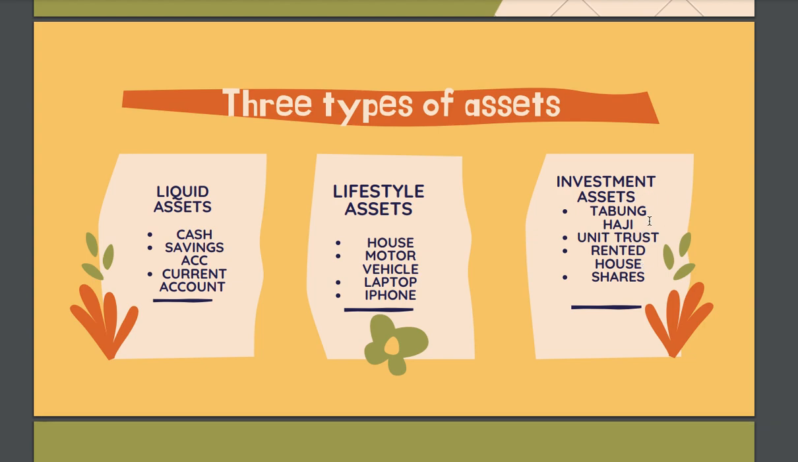Okay. And then investment assets for the individual, okay, such as you have a Tabung Haji account, okay, it's kind of investment assets. And then unit trust such as what? Public Mutual or ASB, Amanah Saham Bumiputera, okay, so it is one of the investment assets. And then if let's say you have a house and then you rented the house, okay, so the rented house too, it could be your investment assets. Okay, here shares.